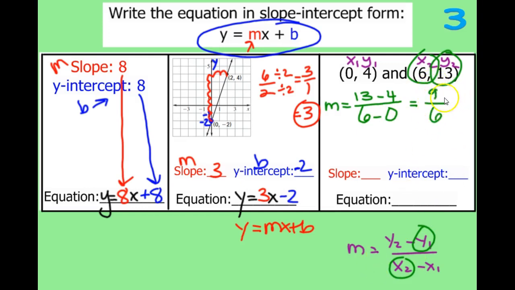These are both divisible by 3, so I can divide both by 3. 9 divided by 3 is 3. 6 divided by 3 is 2. What we just figured out was m, which is our slope, 3 over 2. And then we need to find b, our y-intercept.